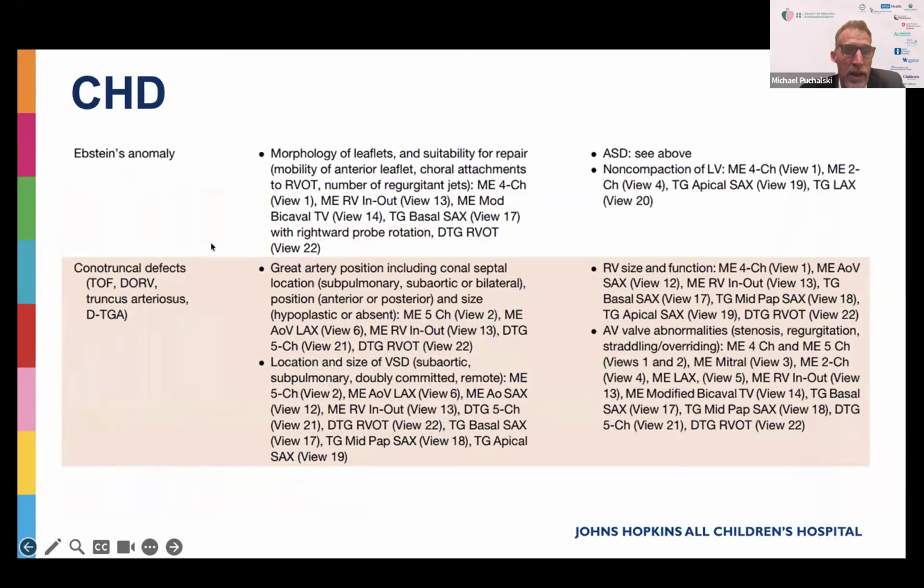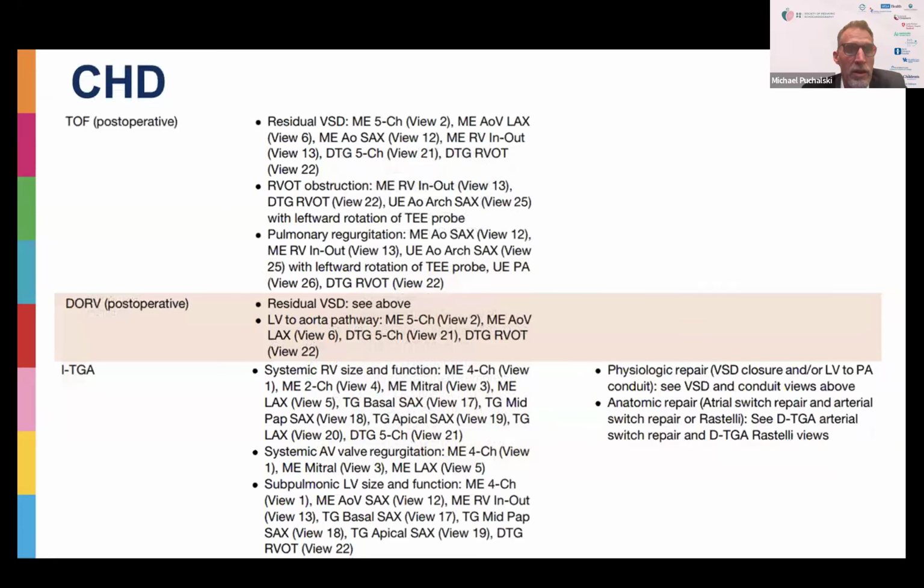associated with Ebstein. And then for conal truncal defects, the position of the great arteries and the location of the VSD are sort of the critical primary features. But again, you can assess other things like the right ventricle and any other valvular abnormalities, and suggestions of the appropriate views. Similarly, for tetralogy of Fallot, double outlet right ventricle and L transposition, again, talking about both the physiologic repair as well as an anatomic repair, since you might see both in your practice.